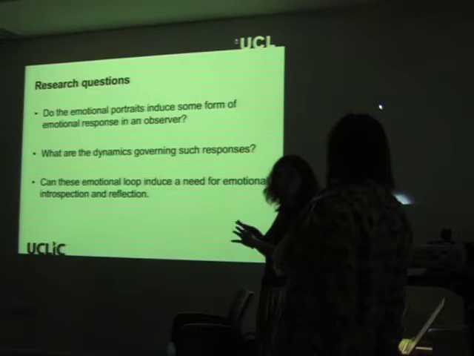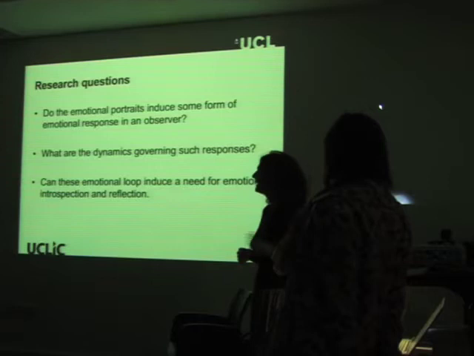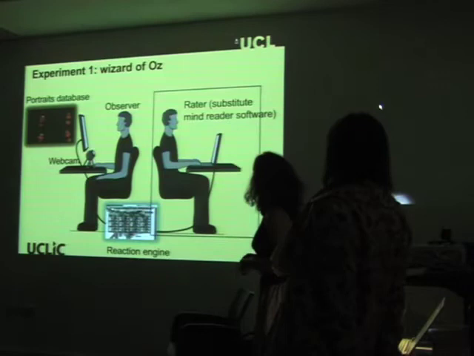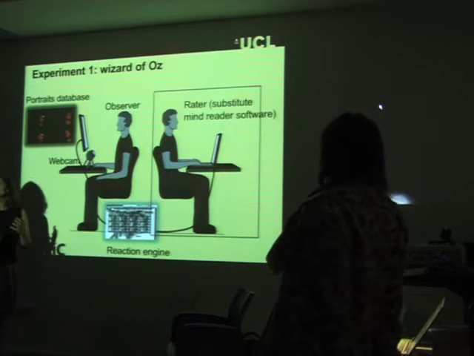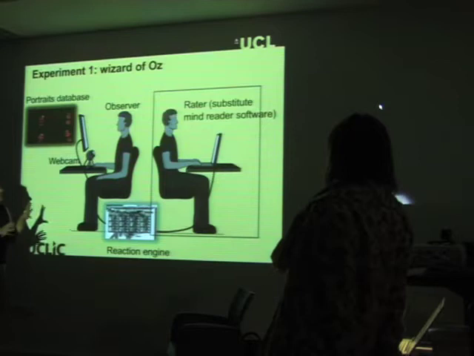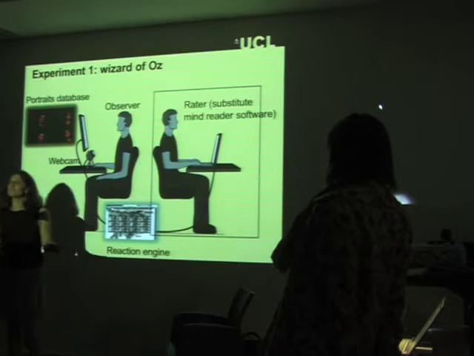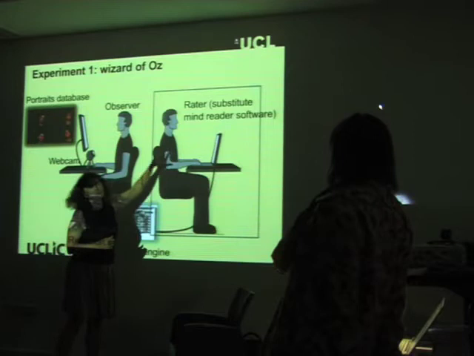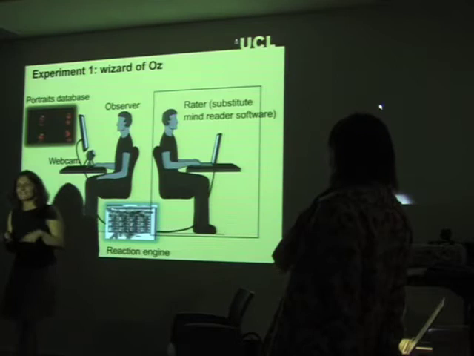I'm just reporting here on two of them. I'll show some results briefly now, and the result of another experiment later in the presentation. So in the first experiment, we are trying to see if people react, showing different expressions to the portraits. Since the mind reading technology, as Tina showed, was not working properly yet, we tricked our audience by using what is called the Wizard of Oz technique, in which a hidden person does what the intelligent software should be doing.